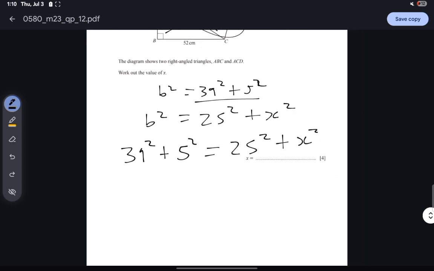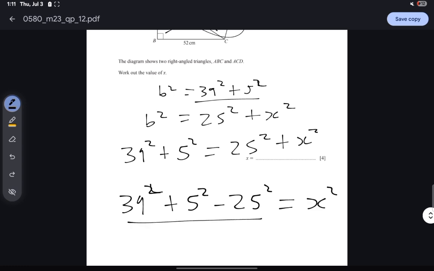So we're going to take 25 squared to the other side. That will be 39 squared plus 52 squared minus 25 squared is equals to x squared. Then whatever value we're going to get for this, we're going to square root both sides. This will give us x is equals to a value, which I believe you can get from your calculators.